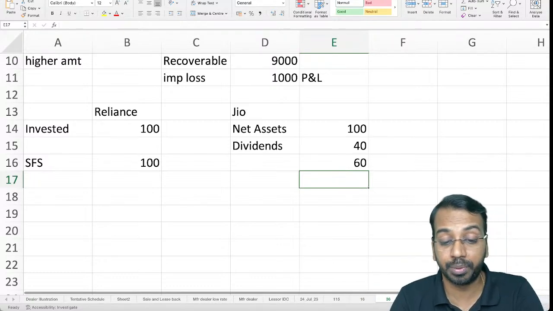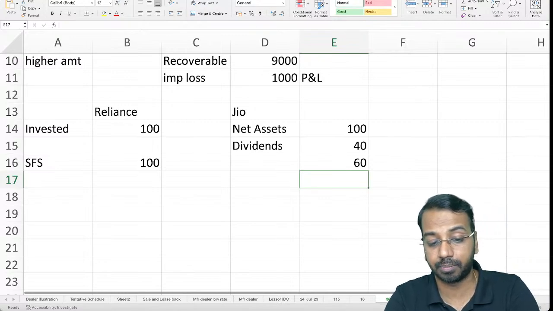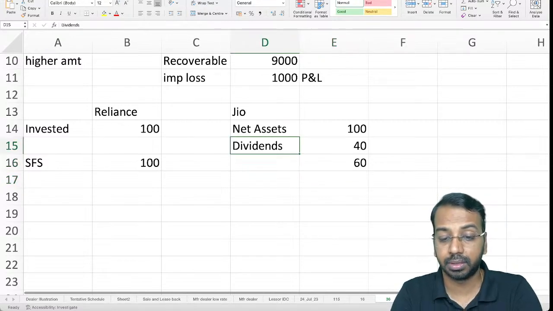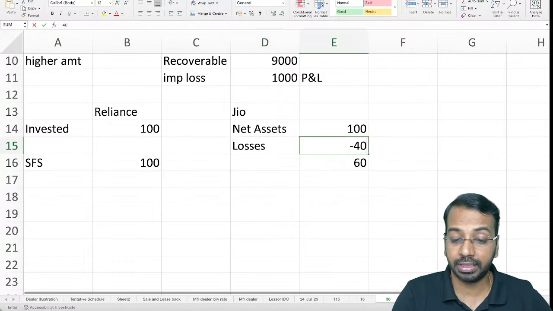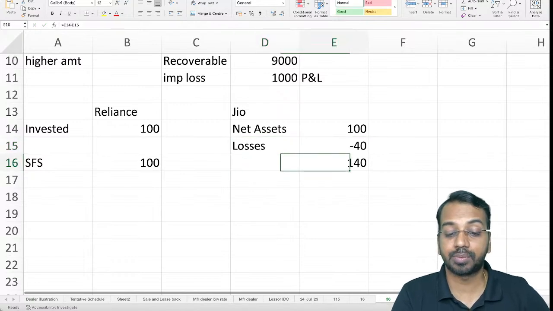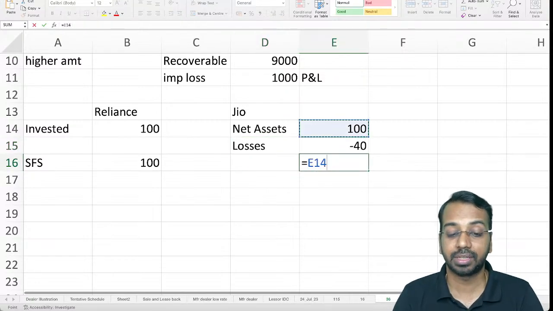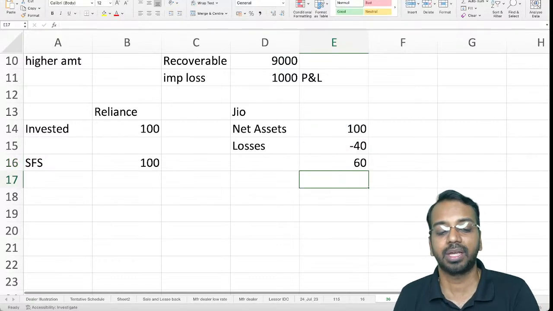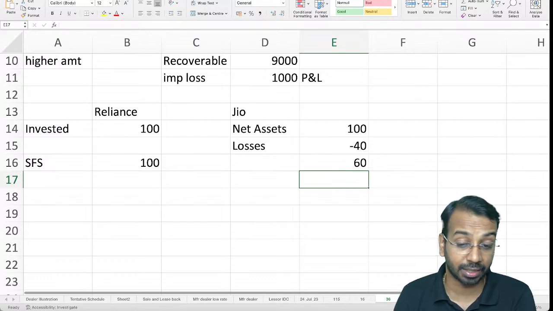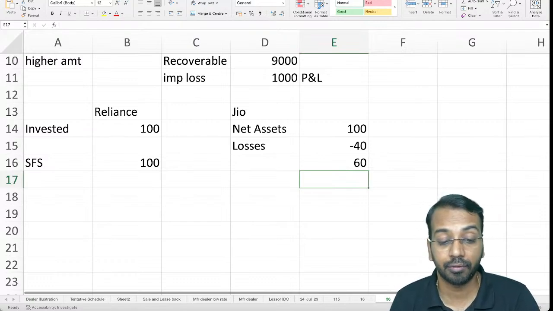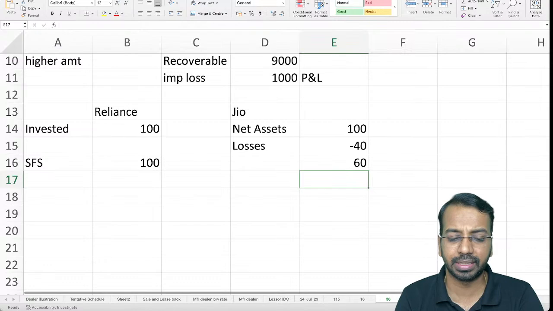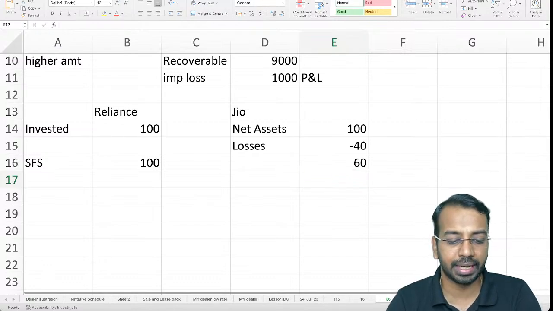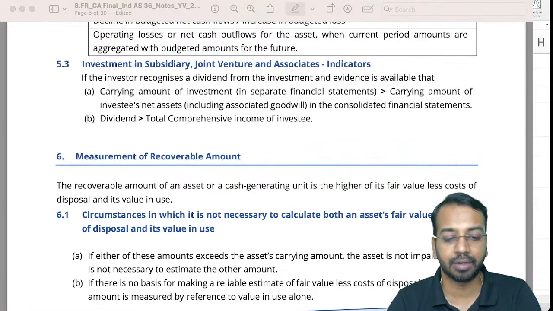Another case could be, ignoring dividend, it makes losses of 40. Now, if the losses are 40, then the net asset of the subsidiary is 60. But in the standalone financial statement, I am saying the cost is 100. So in that case also, there will be an indicator of impairment. This is a simple example to understand when impairment can happen in case of such kind of investment.